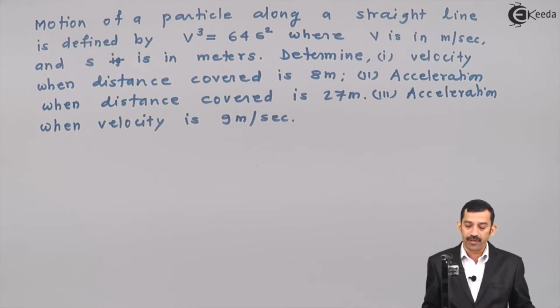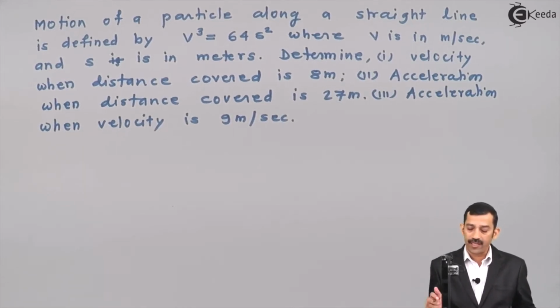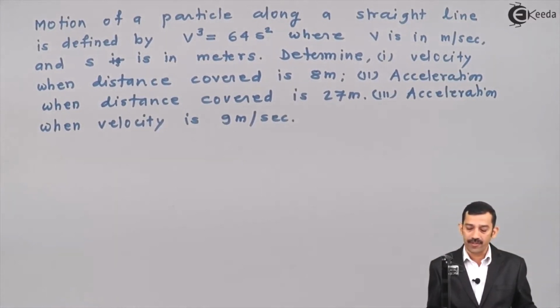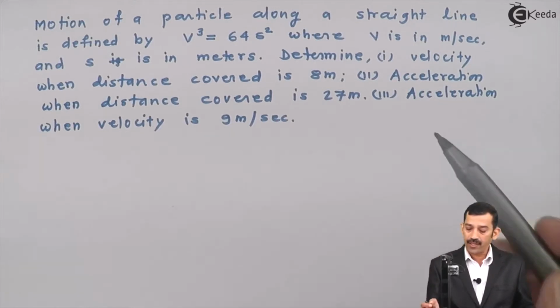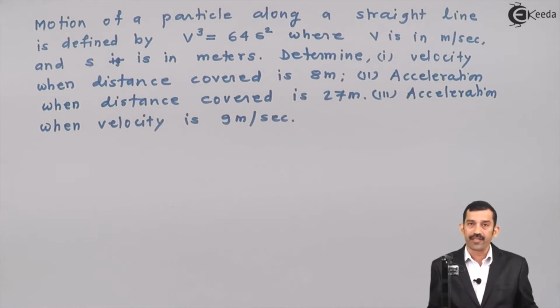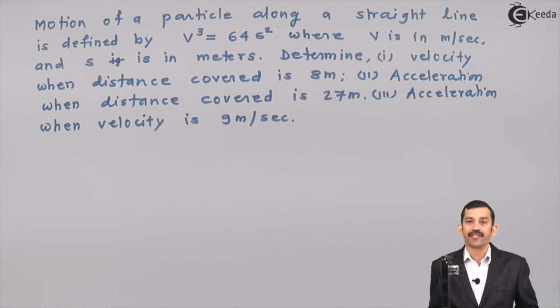See, the equation of velocity is given, and what is asked in the problem is velocity when distance covered is 8 meters. That means the relation between velocity and s is required. Number 2, acceleration when distance covered is 27. That means we must know the relation between acceleration and distance covered. And third, acceleration when velocity is 9 meters per second. That means the relation between acceleration and velocity is a must.